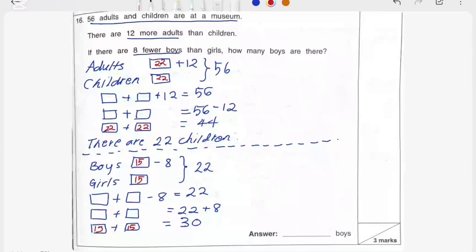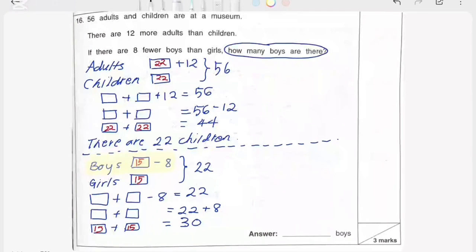There are 15 minus 8 boys and 15 girls. But the question wants the number of boys. So boys is equal to 15 minus 8, which is equal to 7. There are 7 boys.